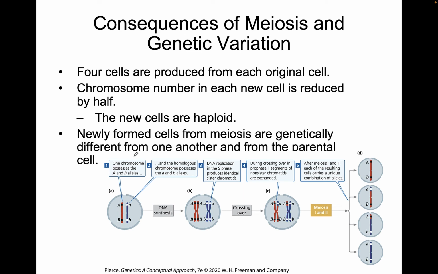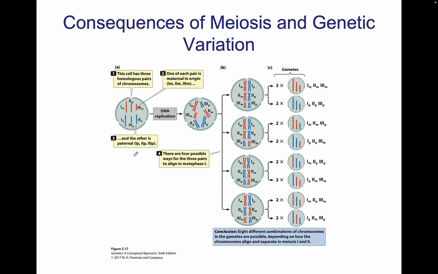And the newly formed cells from meiosis are genetically different. As I stated, they're not the same. Even from the parental cell, they're not the same. Okay, so these are what we would consider to be consequences of meiosis and genetic variation. In this example that you're seeing here, the cell possesses 3 homologous pairs of chromosomes. Okay, 1, 2, 3. This is one set.